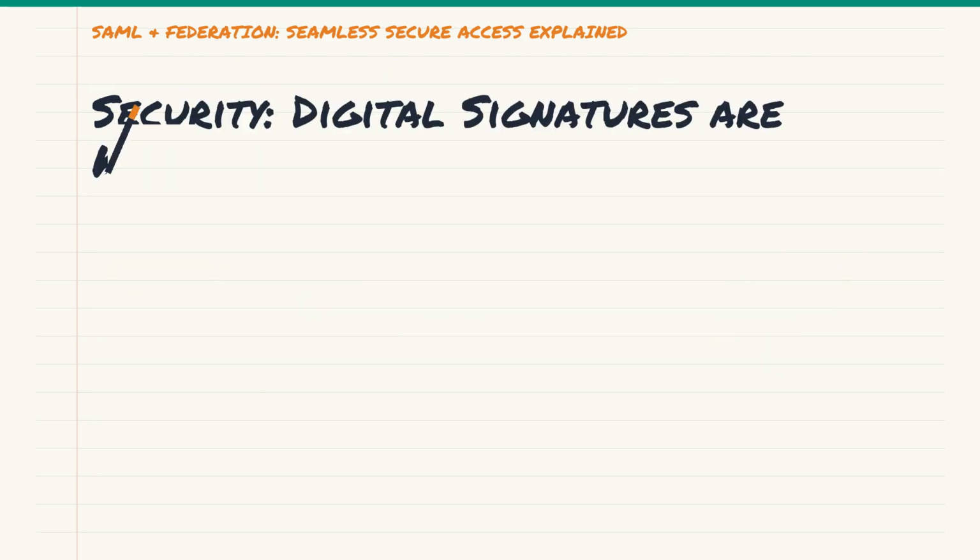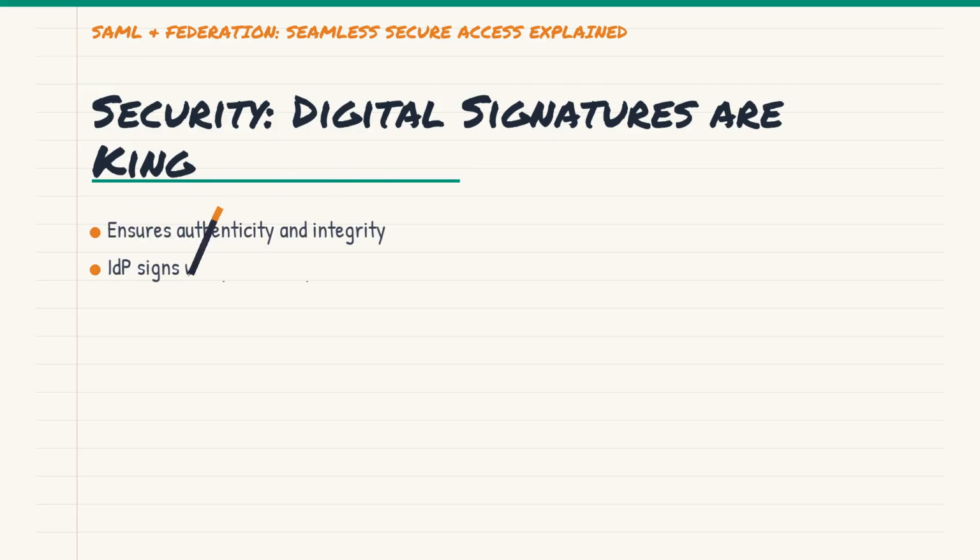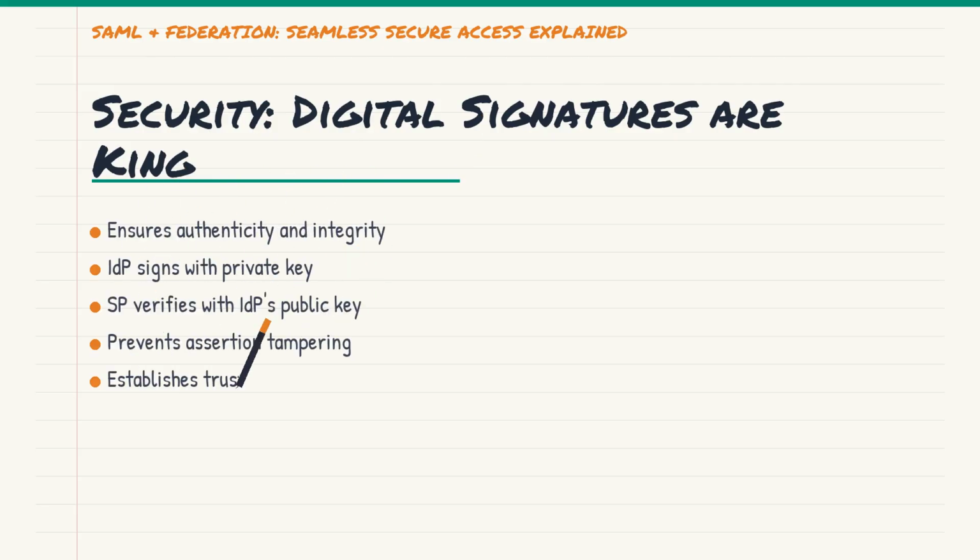Let's re-emphasize the importance of digital signatures. Without them, SAML assertions are just plain text that anyone could forge. The IDP uses its private key to sign the assertion, and the SP uses the IDP's public key, which it trusts through a prior trust establishment process, often by exchanging metadata, to verify that signature. If the signature is valid, the SP knows that the assertion was indeed issued by the trusted IDP and that it hasn't been altered in transit. This is fundamental to the trust model of SAML.